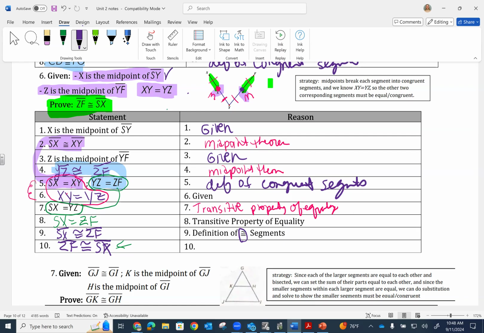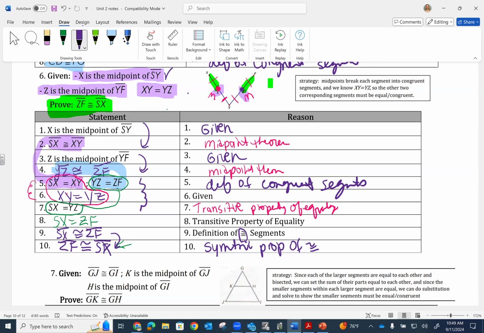And then what did we do to get from 9 to 10? We did the symmetric property of congruence. So that's a lot of steps. We're just trying to recognize some of the steps you could come up with. To go from here to here is pretty straightforward. To go from here to here is pretty straightforward. This part in the middle where we're doing the transitive property, you probably need your hand held a little bit.